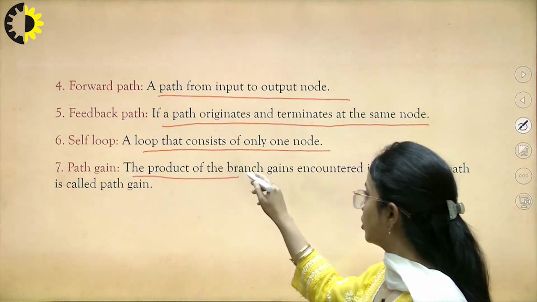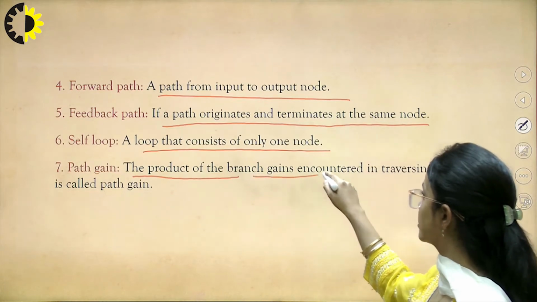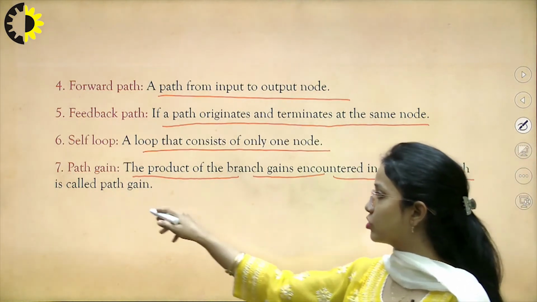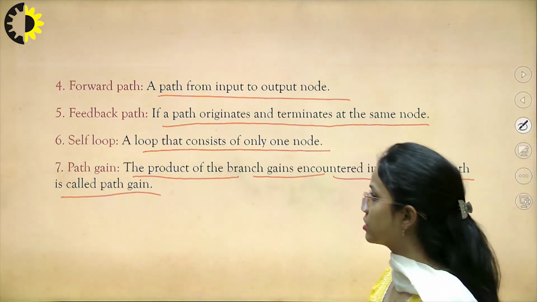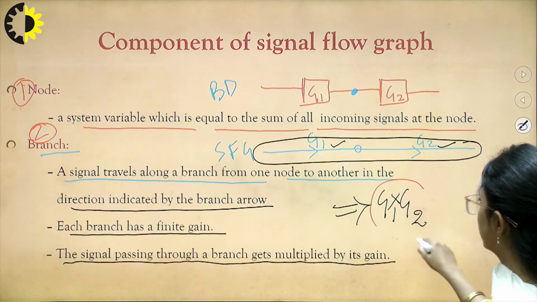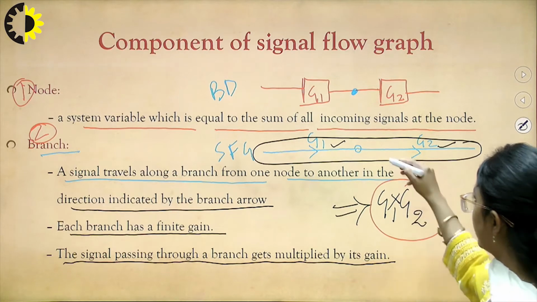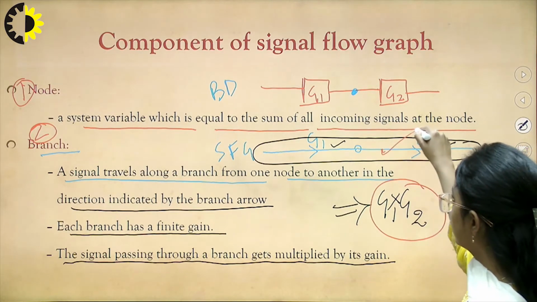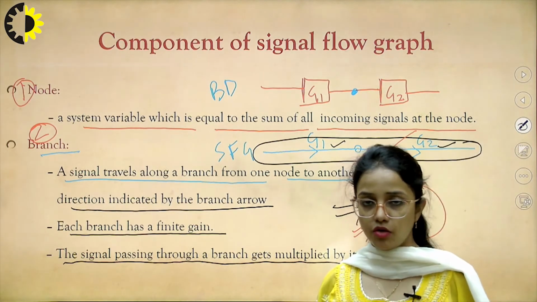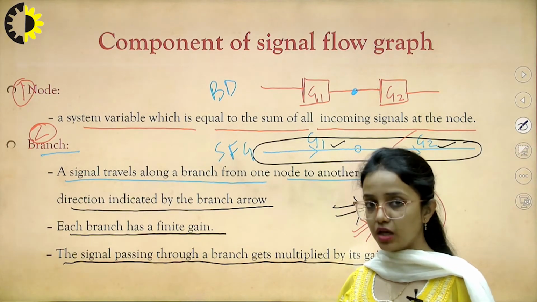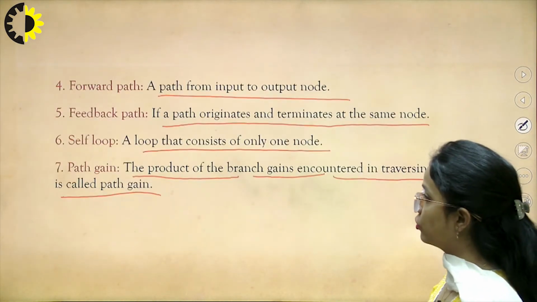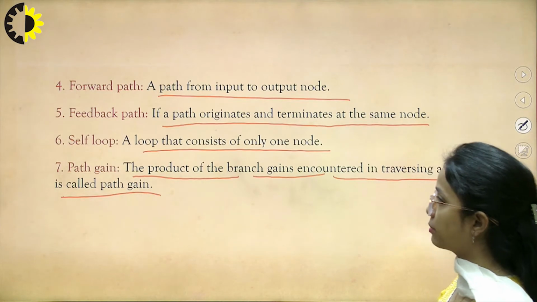The product of branch gains traversed in a path is called path gain. So we have seen some of these things in the previous slides. So here we see this is the path gain of this particular path. You have to just multiply all those gain terms which you have traversed in identifying that path. Next are self loop and path gain, feedforward path, feedback path, all that we will study with the example.